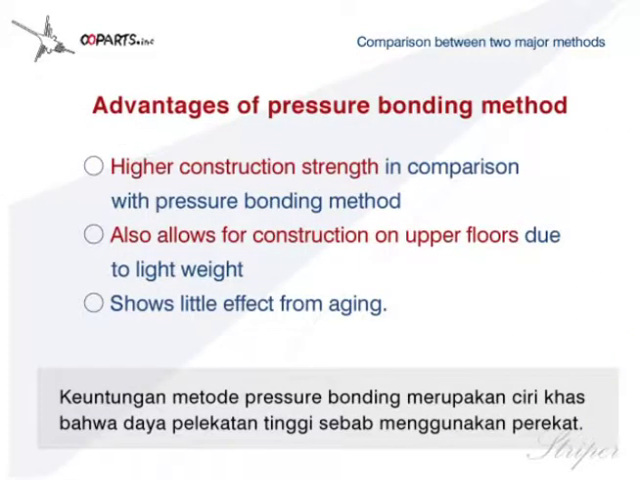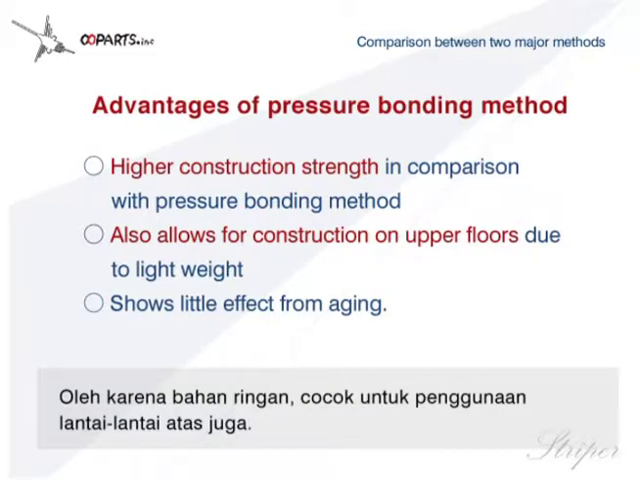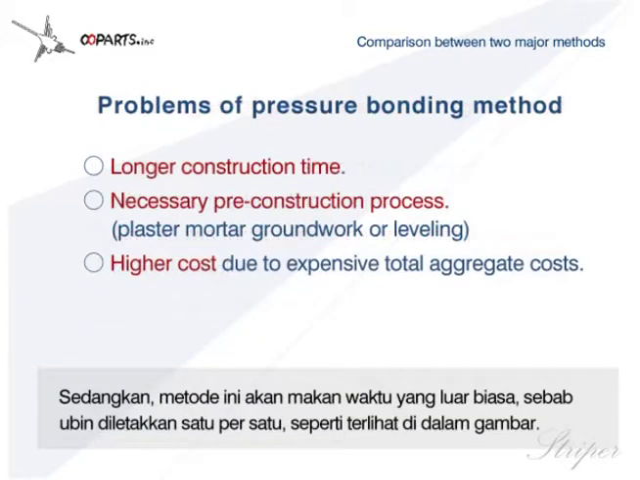In terms of the advantages of the pressure bonding method, the type of glue used in the process strongly bonds the tile to the ground. Also, this construction method is better suited to tiling upper stories because the required materials are relatively lightweight. However, the overall process takes a great deal more time because the mortar and tiles are laid one by one.